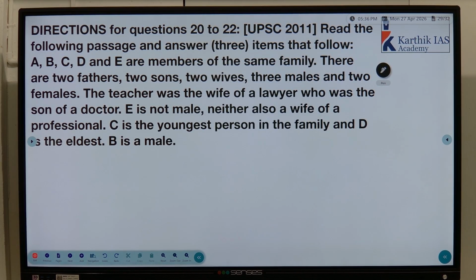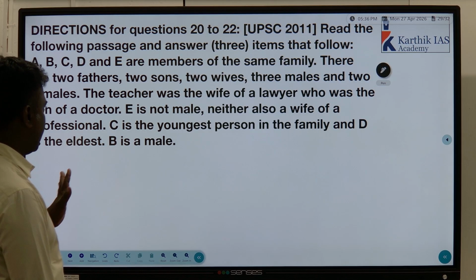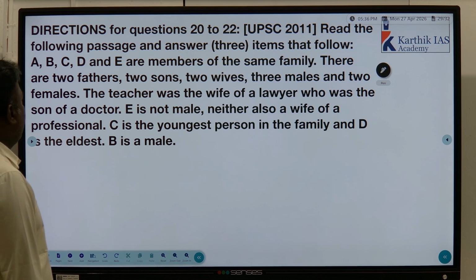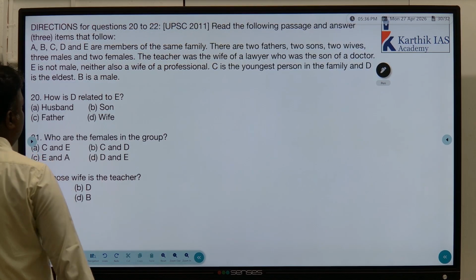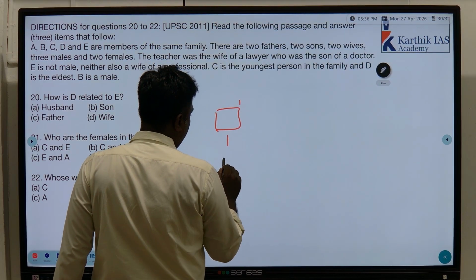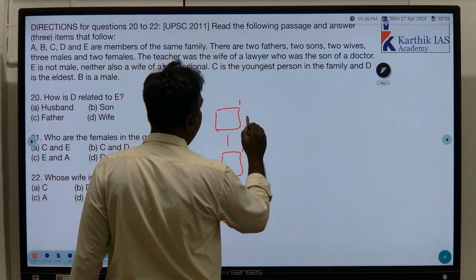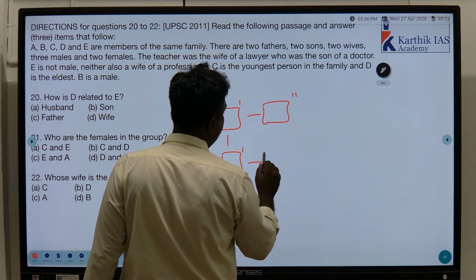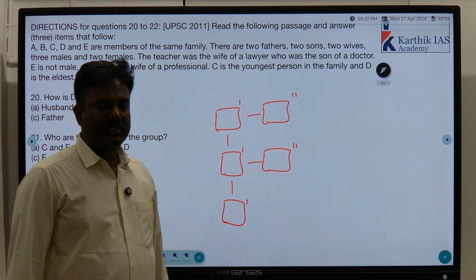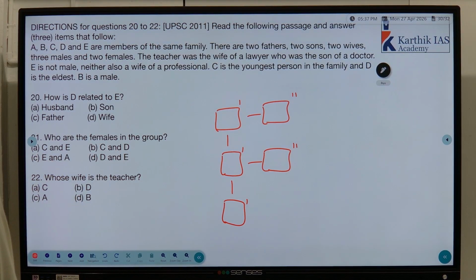2011 question. A, B, C, D, E. There are two fathers, two sons, two wives, three male and two female. See, there are only 5 members. So, 2 father, 2 son means this is the possibility. Try to understand the point. Only 3 males are there, but 2 father, 2 sons means, understand, and then 2 wives they gave. So, this is the possibility. Or if anyone dies means here also family is possible. But generally you can take it in a positive note.